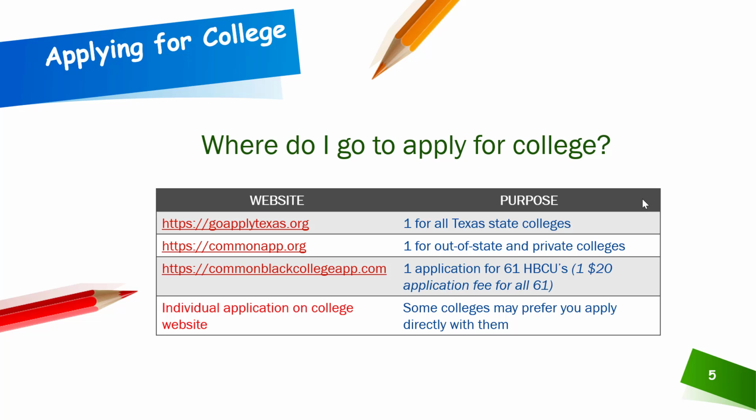Go ahead and get your application done. You can get it done this summer. Get those essays written and get your application done. You can also go to commonblackcollegeapp.com. That is one application for 61 HBCUs. It's a $20 application fee for all 61.